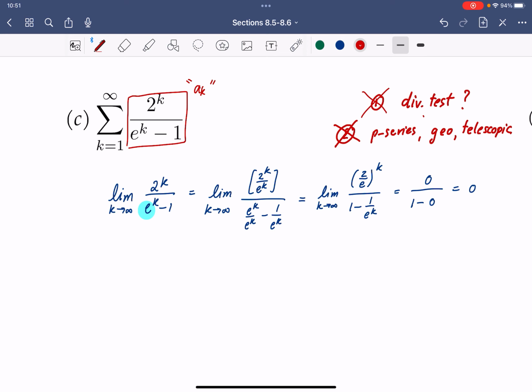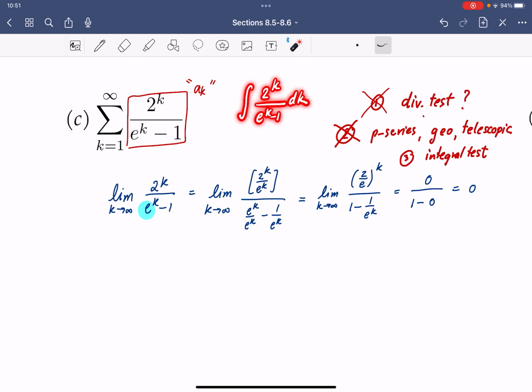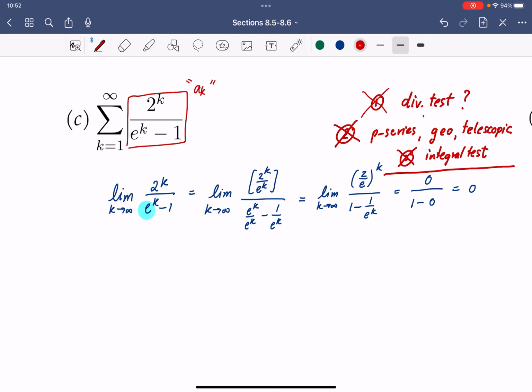So that fails. Number three, if you want to integrate, you can use the integral test. But you would have to integrate 2 to the k over e to the k minus 1 dk or something like that. We don't want to do that because the function does not look easy to integrate, and maybe the function is not decreasing, so we are not going to use the integral test. The exam you're going to see on Wednesday covers up to the integral test, so only 1, 2, and 3. But for the midterm exam, you can go further to number 4.